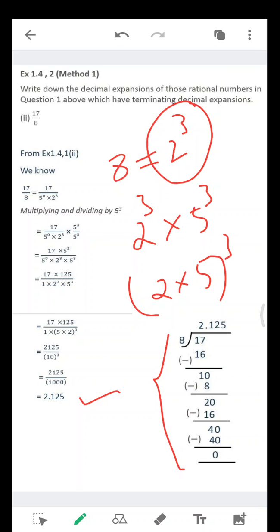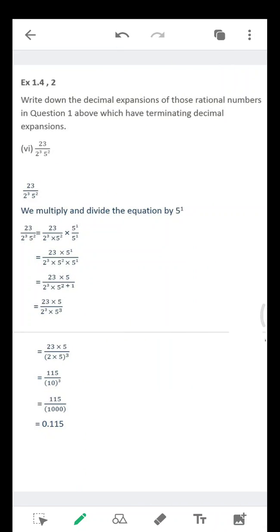So 2125 by 1000 becomes 2.125 if you place the decimal. If you do it by the long division method, you get the same answer, 2.125. This can be asked in MCQs. The question can be asked, after how many decimals does 17 by 8 end? You can just look at 2 power 3, so you can say it ends after 3 decimals. This is the way you can follow any one which is easy for you.